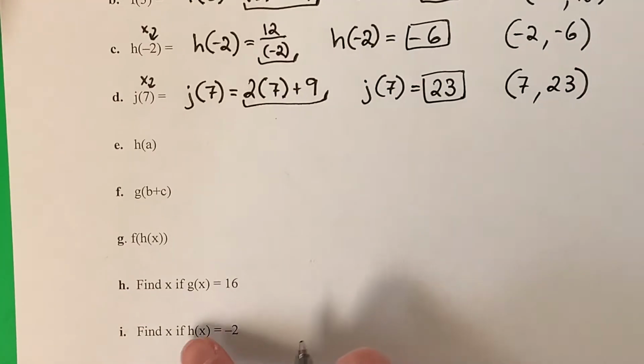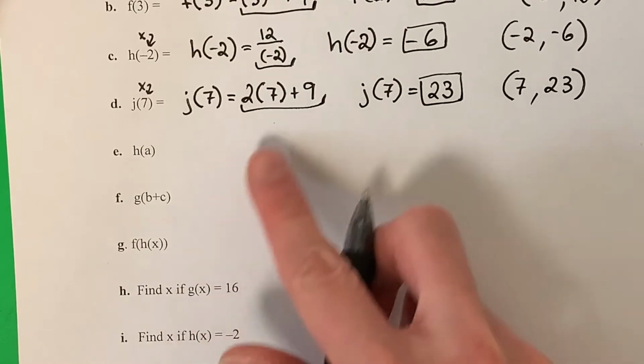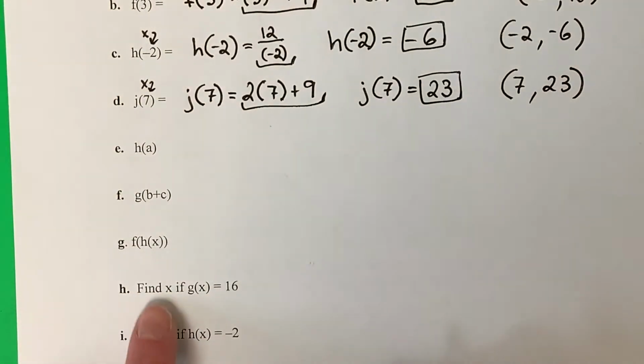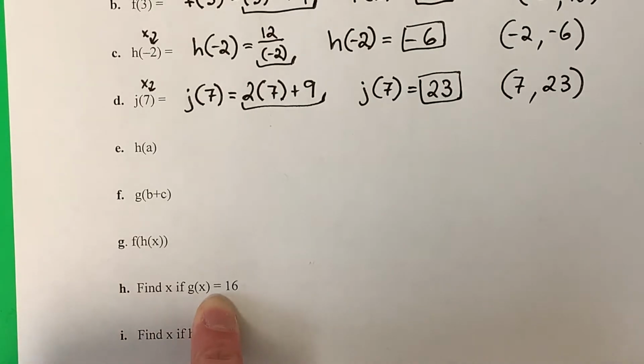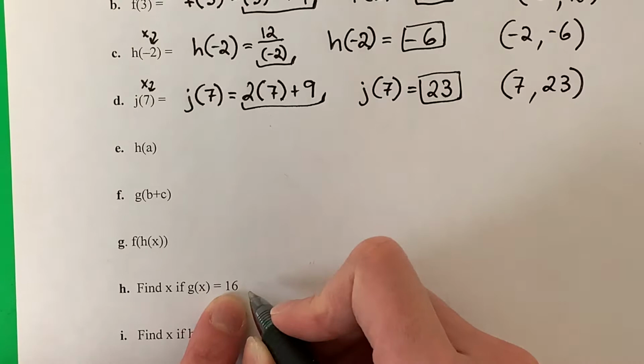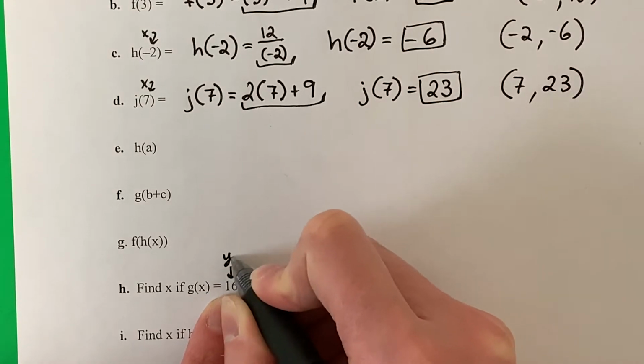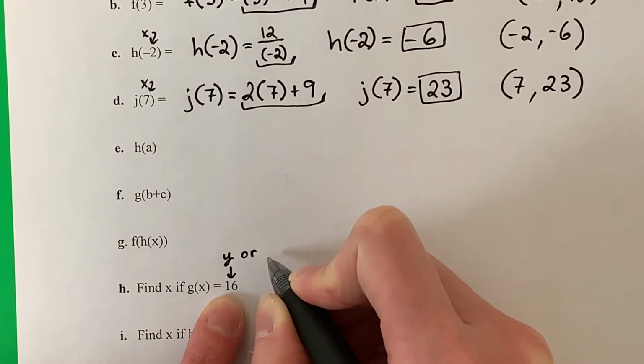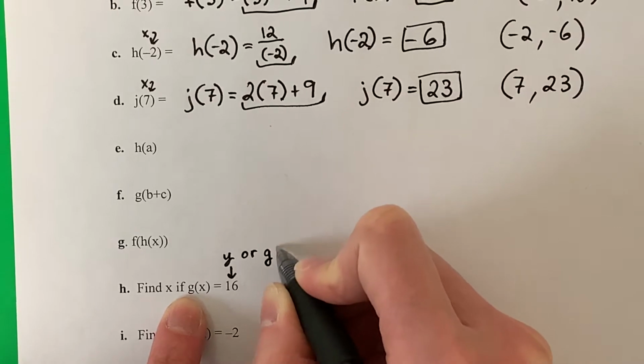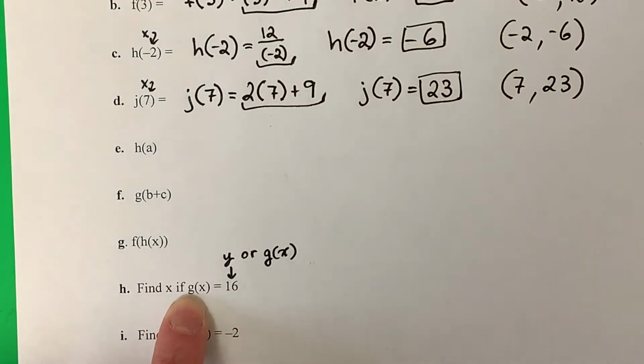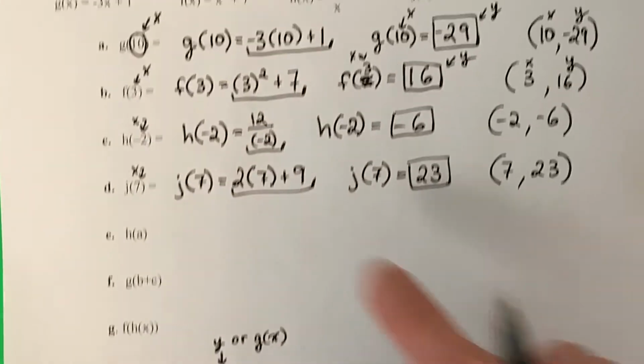Now, this part is a little different from here. As you can see, they said I want to find x if g of x equals 16. So this is not inside of the parenthesis, this is outside, so this is actually y or g of x or f of x, whatever it is. So what I'm going to do is, this is g of x. I need to find my equation.